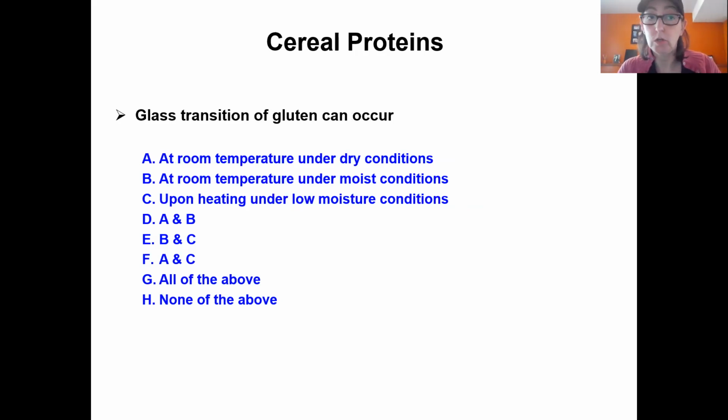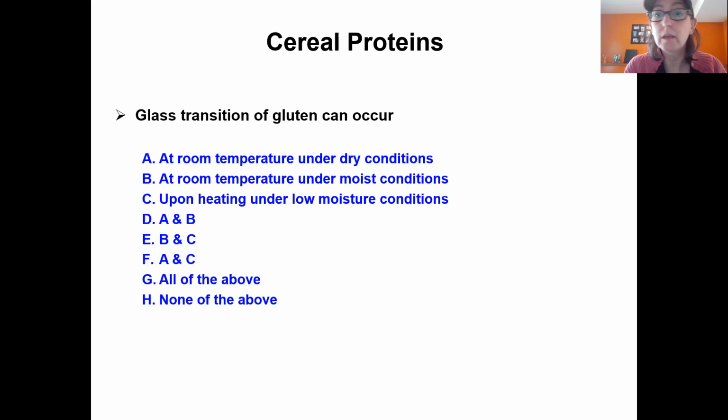Glass transition. At this point, I would ask you, what is glass transition? And you would think about it a little bit, and some of you might know, some of you have forgotten. It is the temperature at which the material changes from a glassy state to an amorphous state. Glass transition of gluten can occur at room temperature under dry condition, at room temperature under moist condition, or upon heating under low moisture condition.